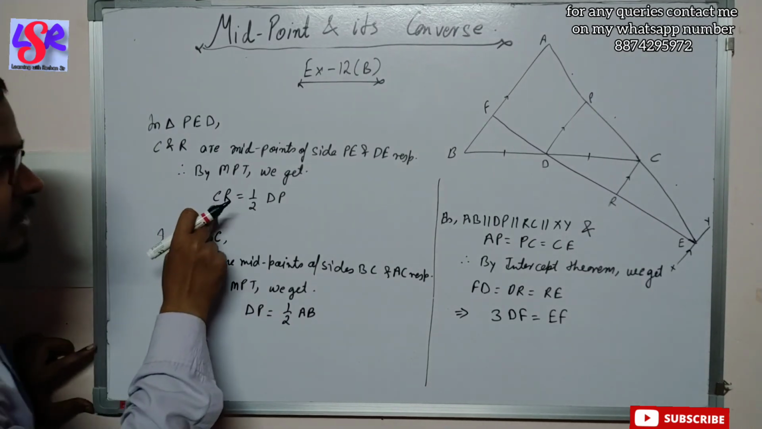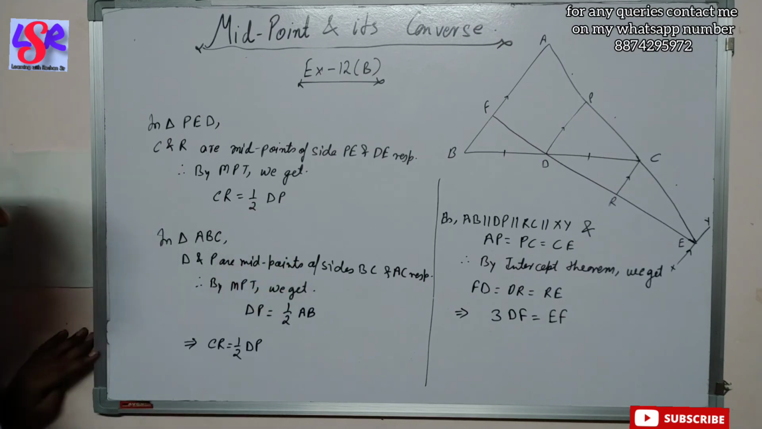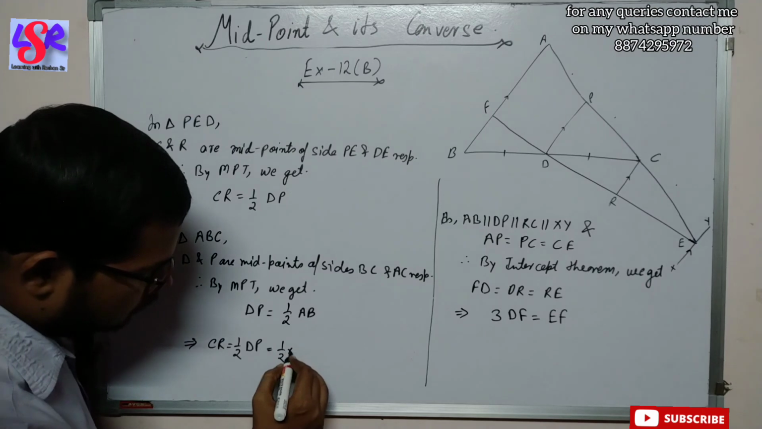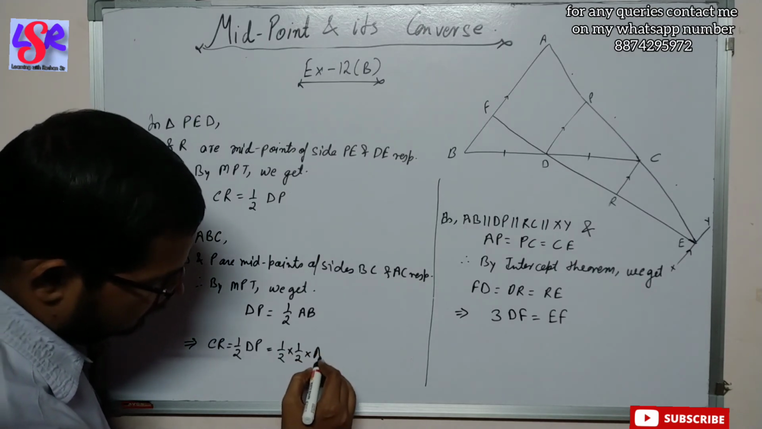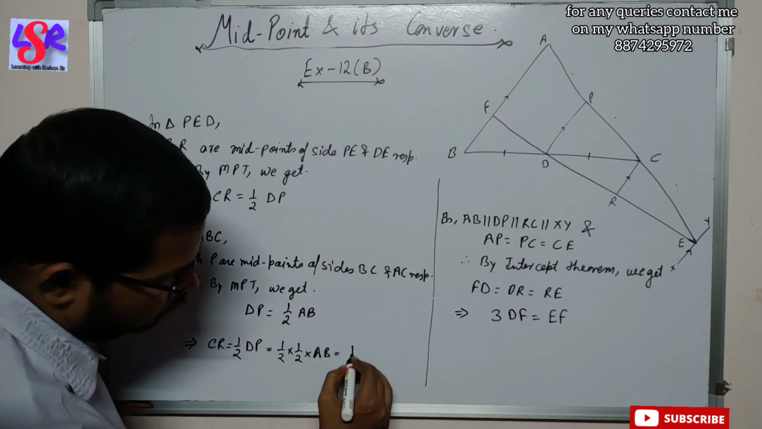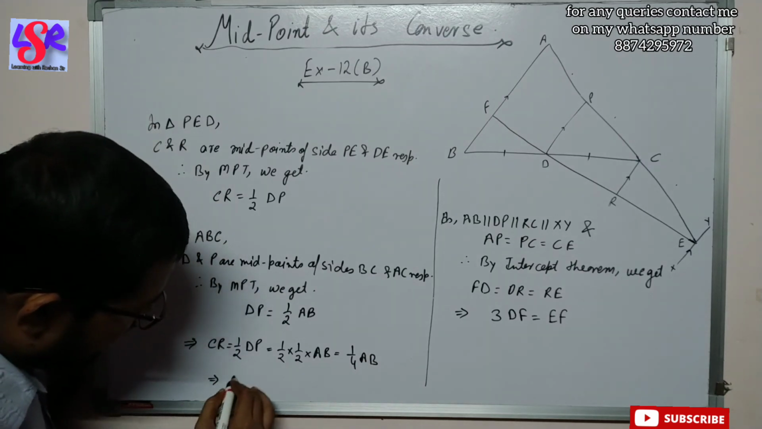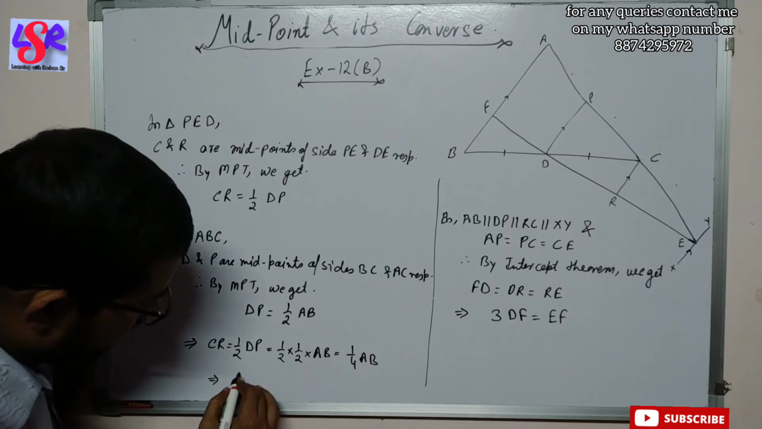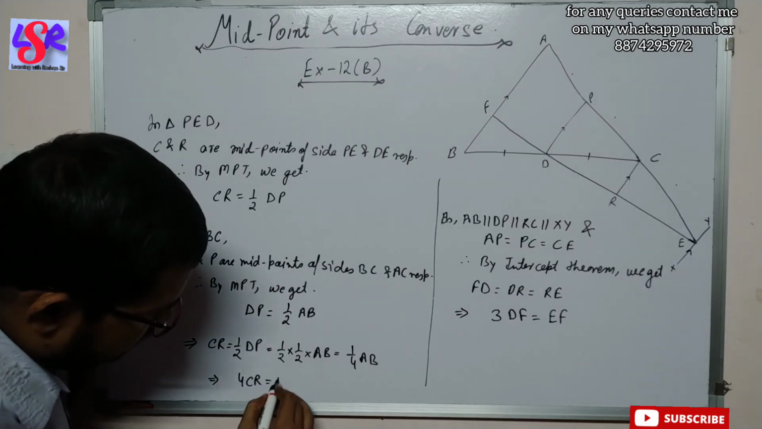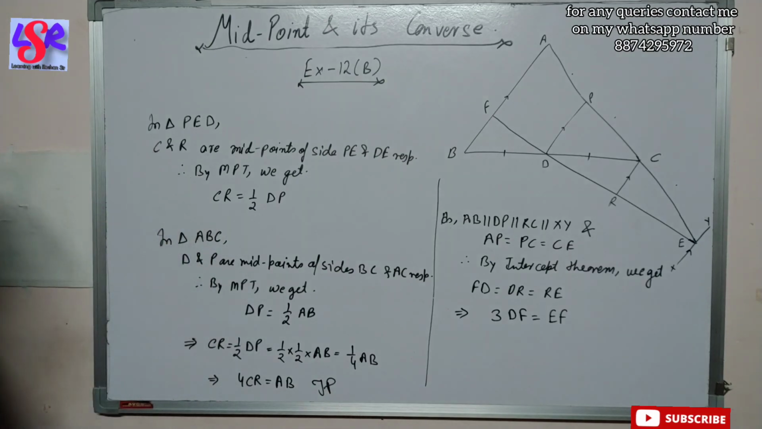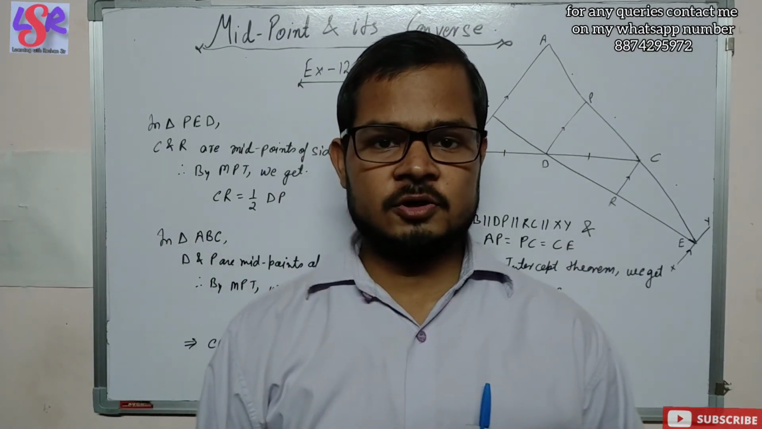Now, if we consider CR equals 1 by 2 DP and place the value of DP over here, then we have 1 upon 2 into 1 upon 2 into AB, that is equal to 1 upon 4 AB. That implies 4 multiplied by CR, so 4 CR equals AB. Hence proved. That's all for this video. Thank you.